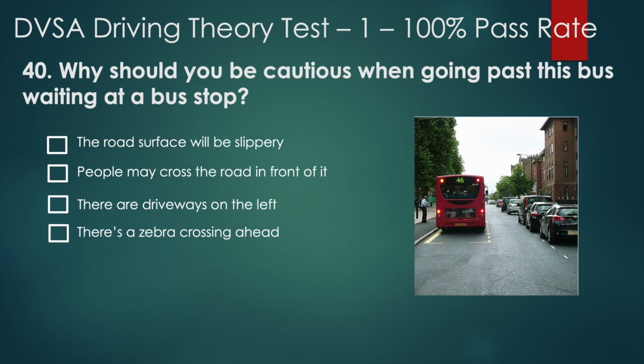40. Why should you be cautious when going past this bus waiting at a bus stop? A. The road surface will be slippery. B. People may cross the road in front of it. C. There are driveways on the left. D. There is a zebra crossing ahead. And the answer is B. People may cross the road in front of it.